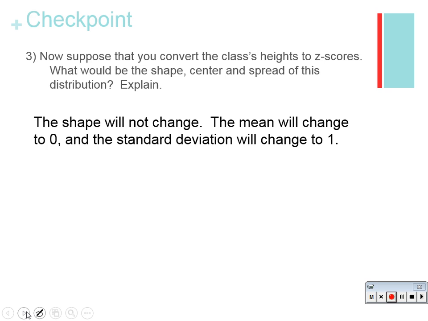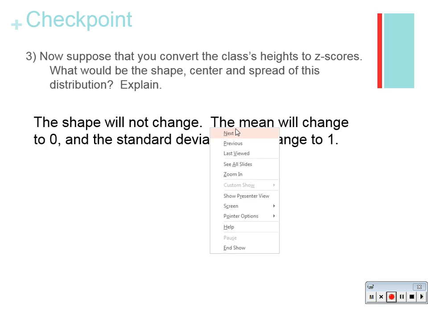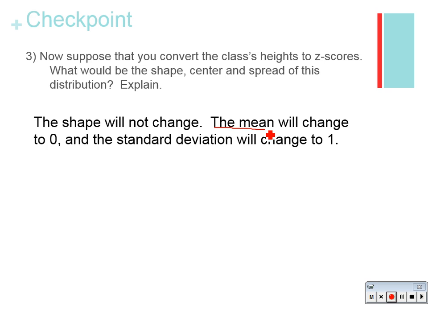So anytime you have a distribution and you take all of the data values and you convert them to z-scores, what will always be true of those values is this: the mean will always be 0 and the standard deviation will always be 1. That's true anytime you take a group of data values and convert them to z-scores. If you take your z-scores and find the mean, it will always be 0. And if you compute the standard deviation, it will always be 1.